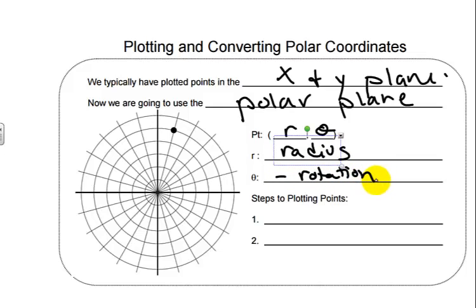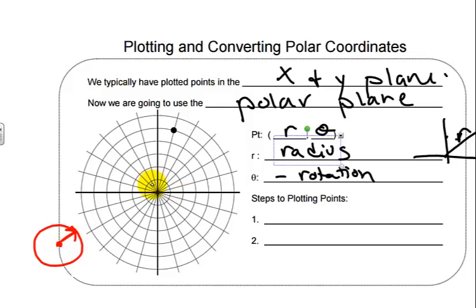Now, the one thing that you have to understand is that the radius is a little bit different. Before we were making triangles, and our radius was the length of that hypotenuse. Well, when we're on a polar plane, our radius is actually what we originally know as our radius from a circle. So the distance from the center of the circle to the actual arc of the circle.